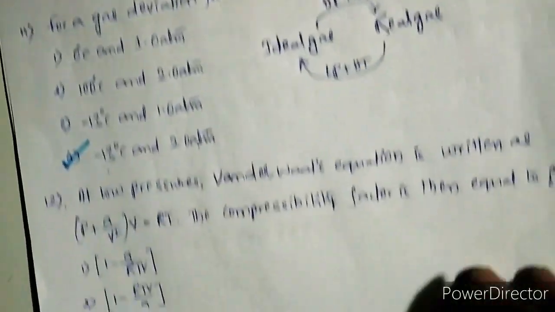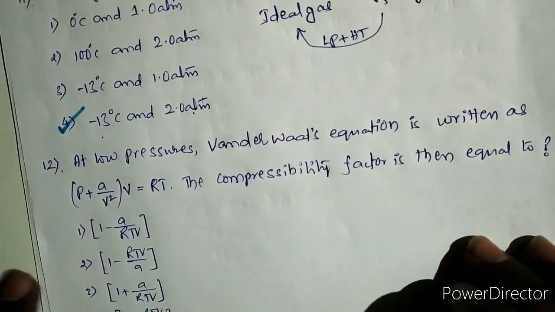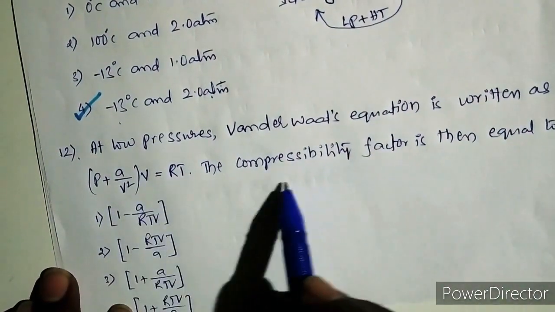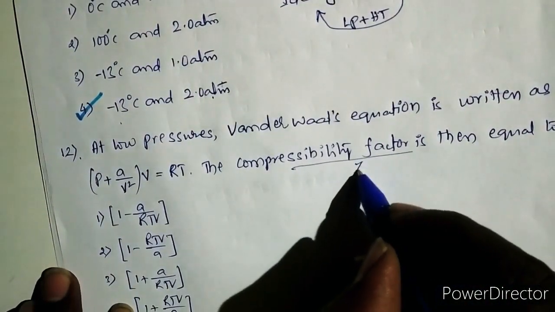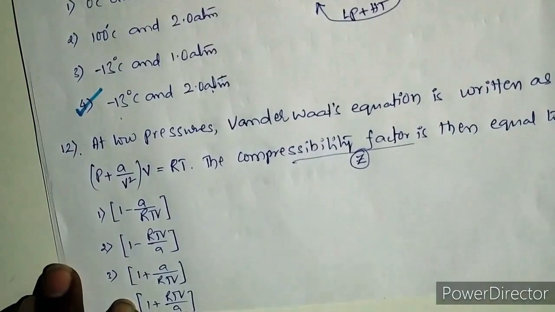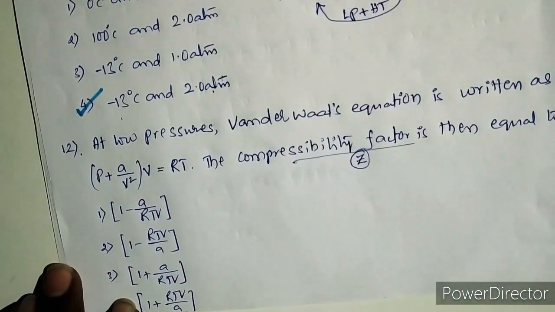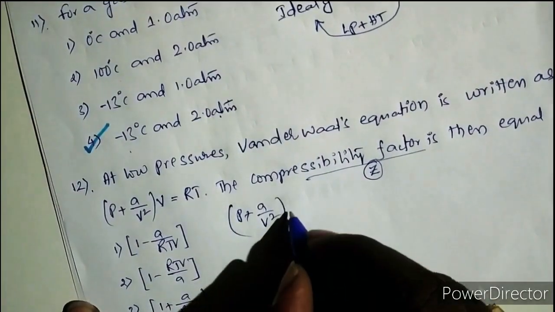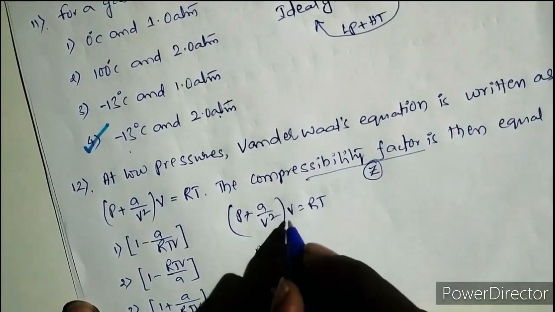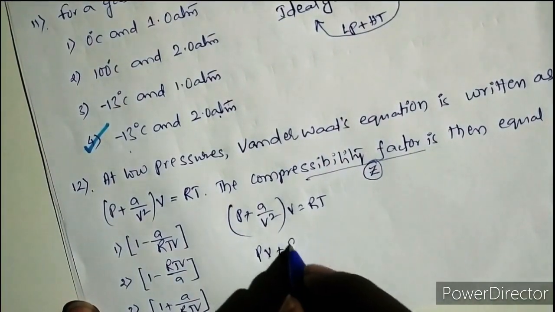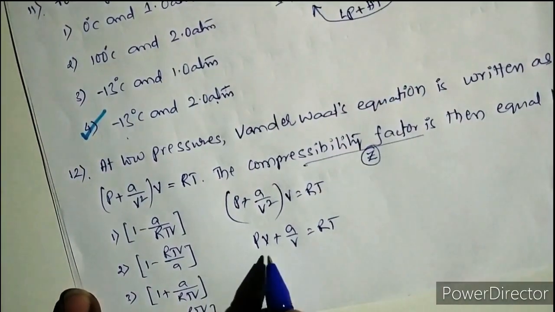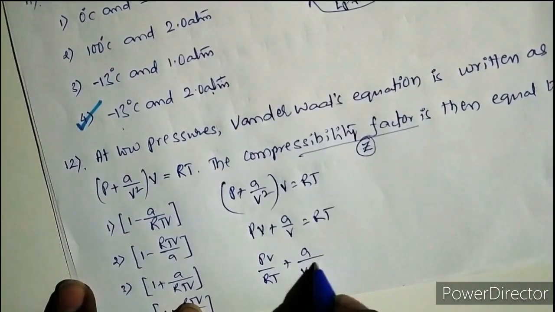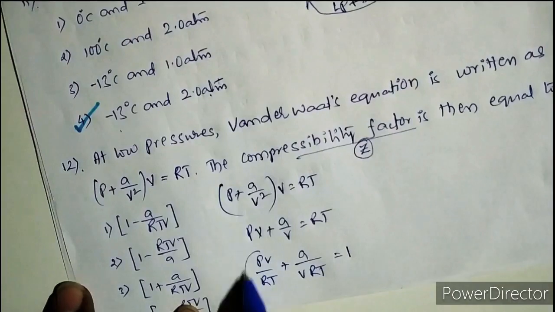Next one. At low pressures, van der Waals equation is written as P plus A by V square into V is equal to RT. The compressibility factor is equal to, what is compressibility factor? Z. You have to find what is Z for this. Okay, let's do this. P plus A by V square into V is equal to RT, then multiply P inside, PV plus A by V is equal to RT. Bring RT onto this side, it becomes PV by RT plus A by VRT is equal to 1, and this value is equal to Z.